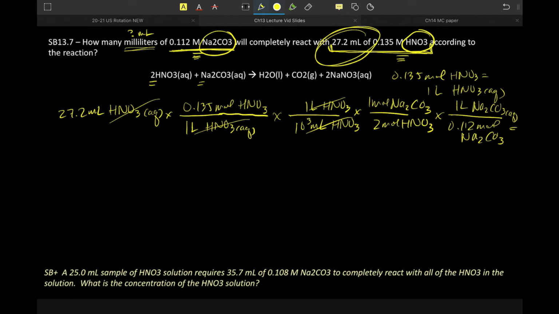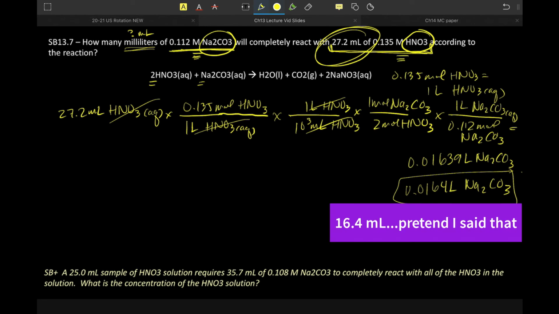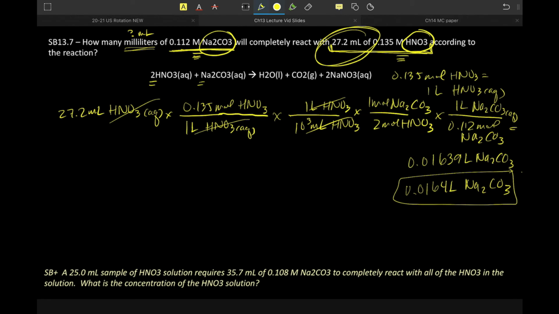And then I just have to solve, and we get 0.01639, etc. liters of Na2CO3. With 3 sig figs, it's 0.164 liters of sodium carbonate as our final answer. What that says is that we need 0.164 liters of 0.112 molar sodium carbonate to react with 27.2 milliliters of 0.135 molar nitric acid. That's what that math says with words.